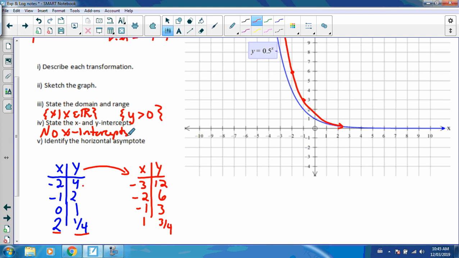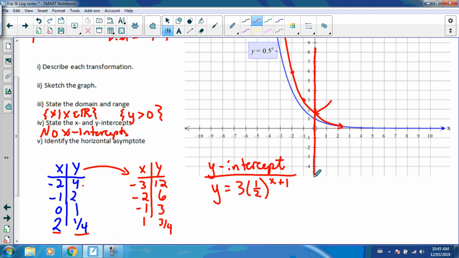And the y-intercept, I can see on my graph the y-intercept is right there. But if I wanted to calculate the y-intercept, what I might do is write out my equation. So it was 3, 1/2 to the power x plus 1. And so the y-intercept all along here, x equals 0, because I'm neither to the right nor to the left.